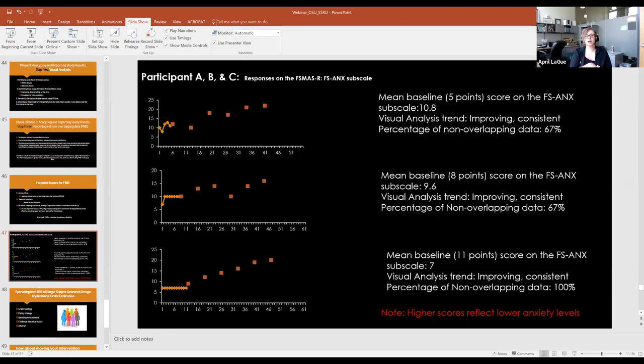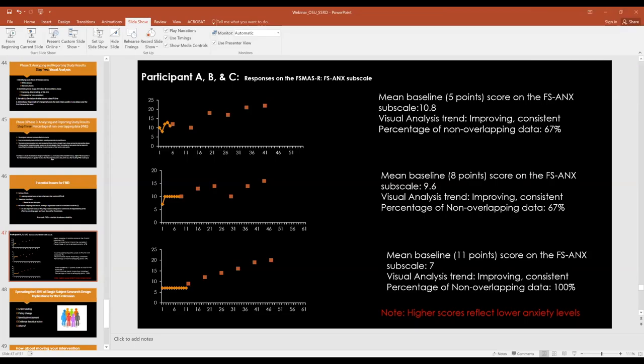So again, the reason why single subject is so magnificent in our field of counseling is because these are three very different students, but they use their own behavior as a control. So I don't have to compare them to other students. I compare them to themselves. And that's a really exciting piece in our field. Any questions about the data points, baselines?